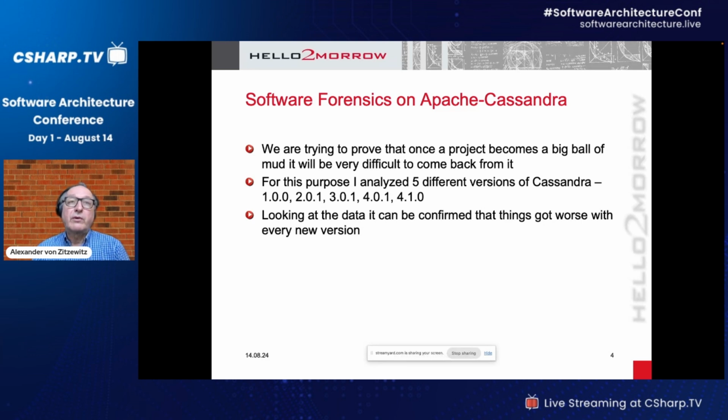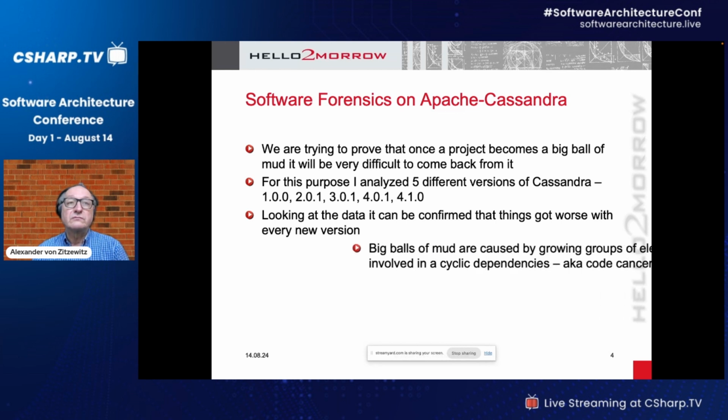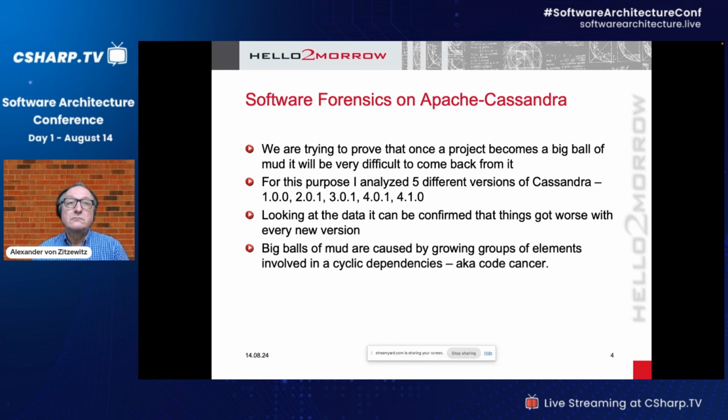And as I said, by just looking at the data, we can confirm that things got worse with every new version. They are caused by growing groups of elements involved in cyclic dependencies. Once you have one of those bigger cycles, let's assume you have 20, 30, 40 classes in a cycle, it's very easy to add new classes to that cycle without even knowing it. The bigger those cycles become, the more they develop their own kind of gravity, attracting more and more dependencies from the outside, which at the end only means that the cycles are growing.